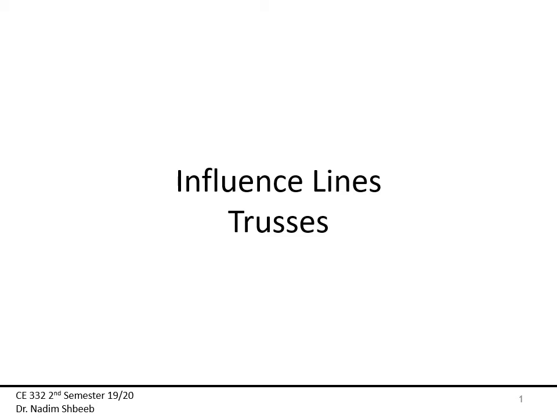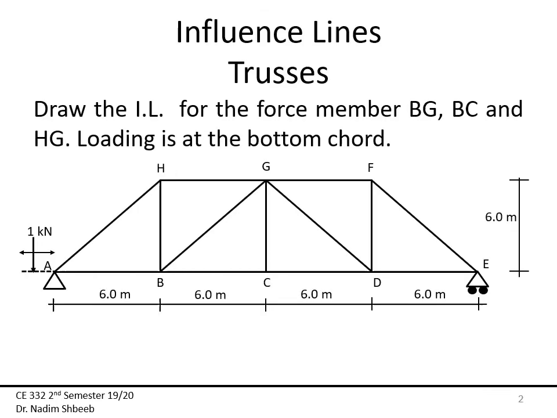I'm just going to do one example because the other examples are just going to be using the same technique. And this will drive the point home anyway. So let's go for this truss right here. I want you to find the influence line for force members BG, BC, and HG.